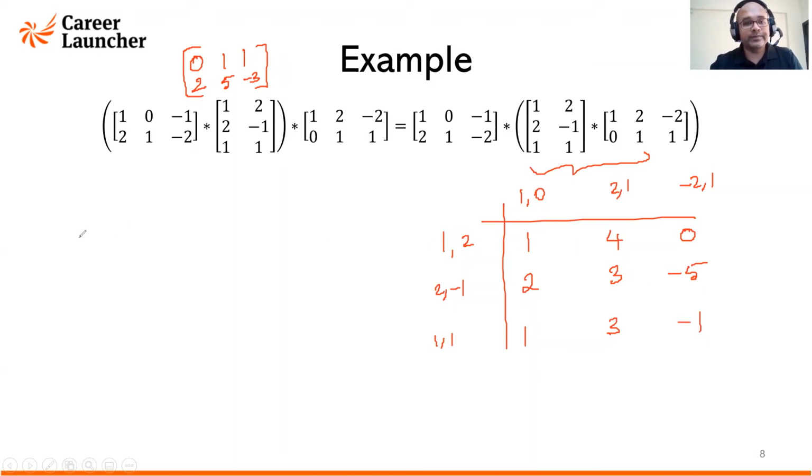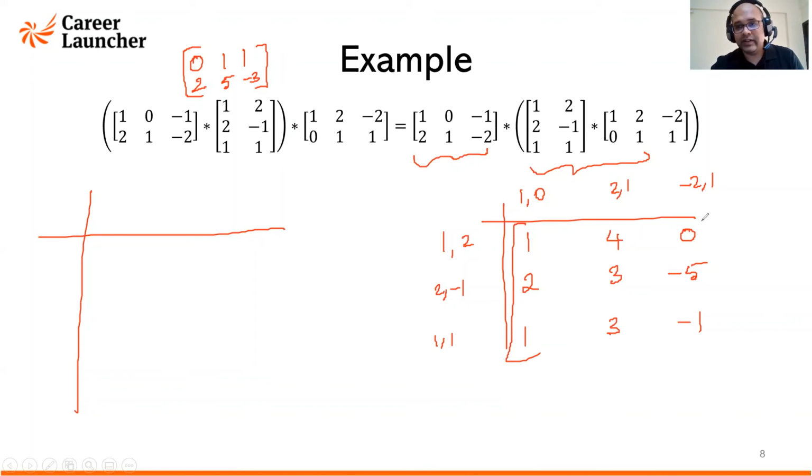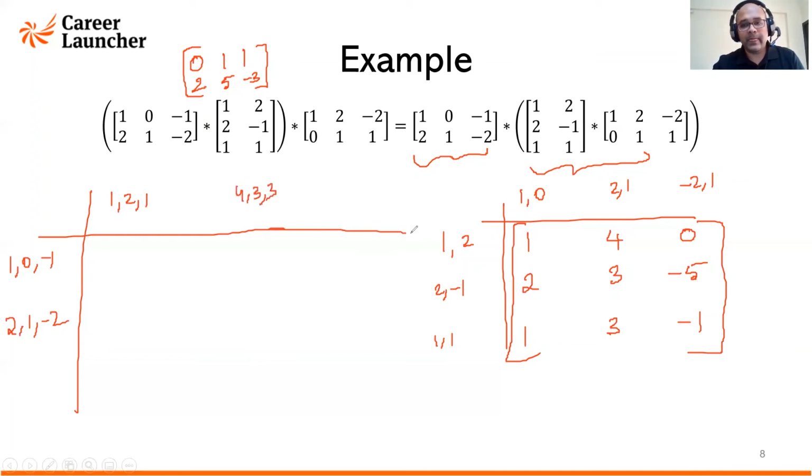Now what do you want? Once more, you want to multiply this with this matrix over here. Correct? So quickly write down what you have. 1, 0, negative 1, 2, 1, negative 2. Then you have 1, 2, 1, 4, 3, 3, 0, negative 5, negative 1. Right? So let me quickly write it down.